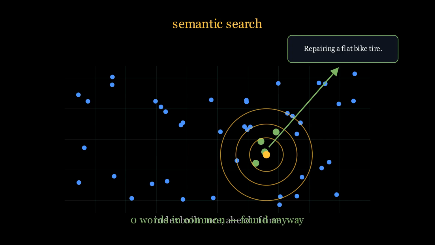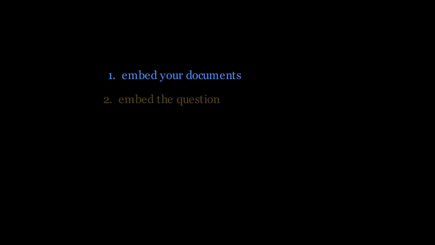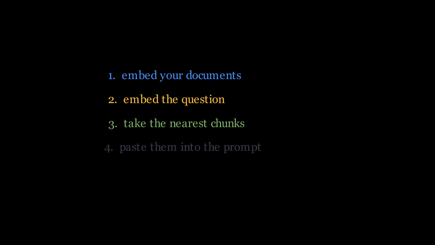This is the retrieval in retrieval augmented generation. It's how a chatbot answers from your company's documents without ever being retrained on them. Find the nearest chunks, paste them into the prompt, and let the model read. Every recommendation feed, every duplicate detector, every related article strip is this same move.